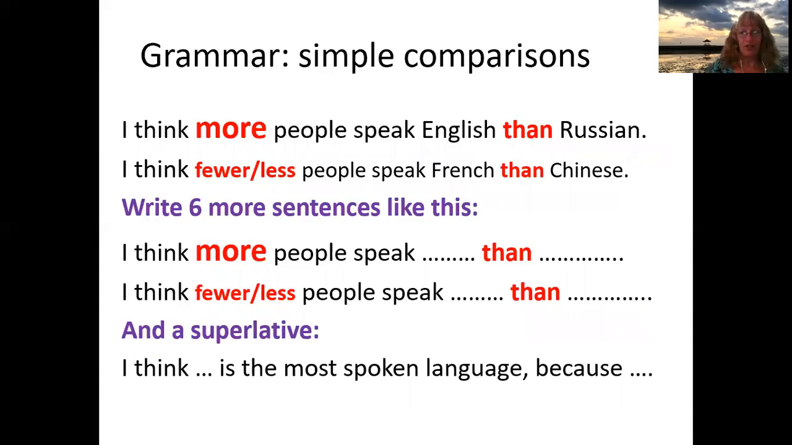And I want you now to practice some very simple comparisons and write some sentences like this. Very simple. I think more people speak something than something. I think fewer or less people speak French than Chinese, for example. And superlative, the most spoken language. Can you write a few practice sentences about what you think are the most spoken languages?